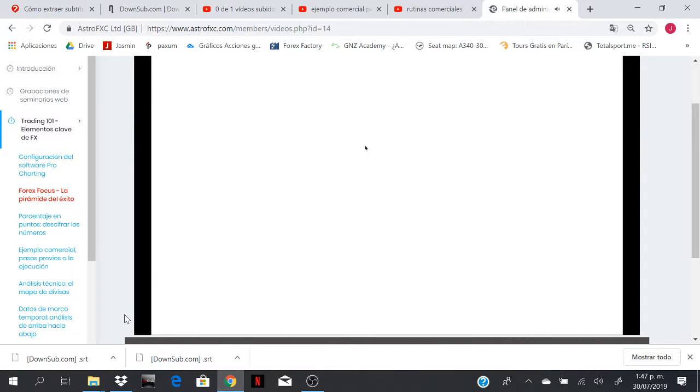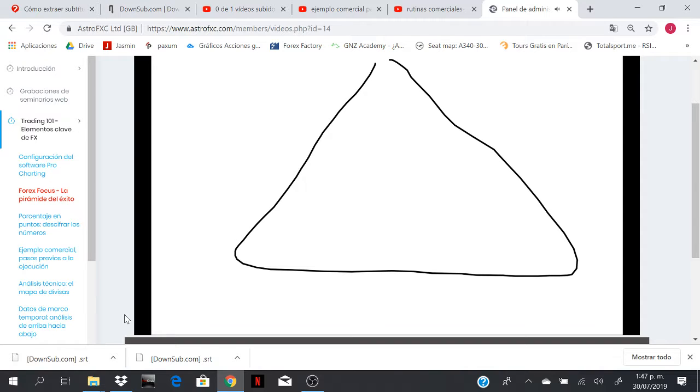Forex focus, this is the pyramid of FX. Not just FX, to be honest, but other tradable markets. So the Forex pyramid goes a little something like this. Now I've got my little whiteboard up. Please excuse the sloppiness, but it's okay.